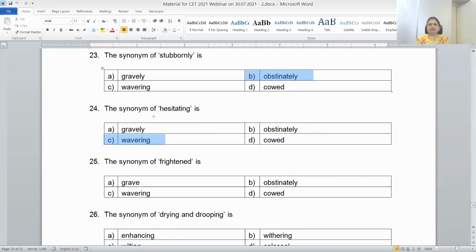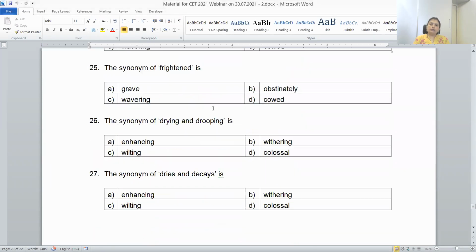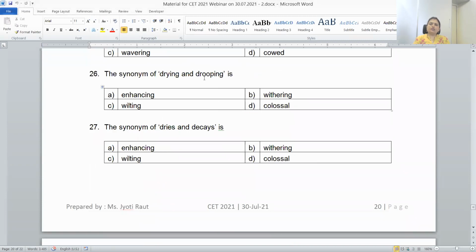The synonym of frightened. Children, option D is your answer. Cowed. To be cowed down, you say, no? Then comes the 26th one. The synonym of drying and drooping. Children, which is this option? It is option C. There can be a confusion between option B and C, but the most appropriate option for this sentence would be option C. 27. The synonym of dries and decays is option B, children. Here it is withering.